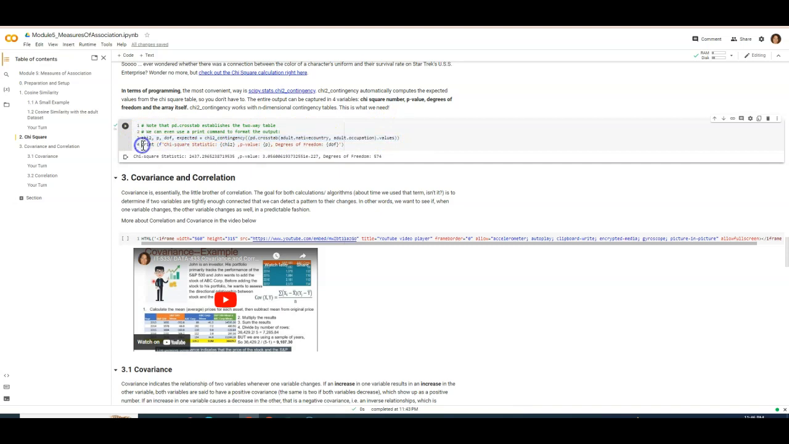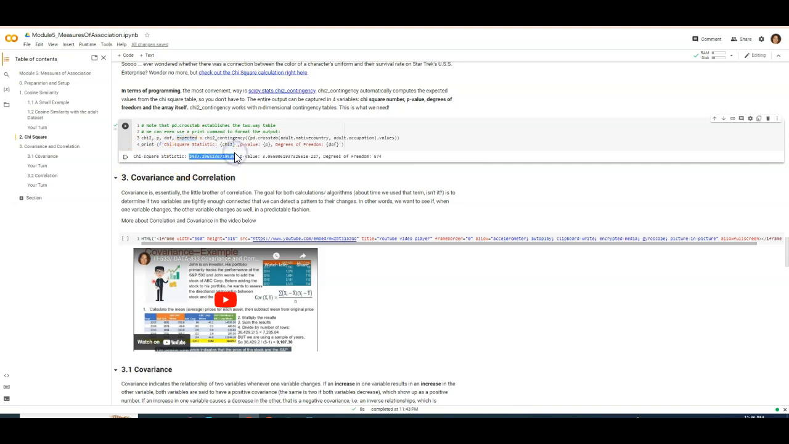And then we can print the contents of these variables, namely the chi-square statistic from chi-square, the p-value from p, and the degrees of freedom from DOF. And if I wanted to see a long output, I can even print the expected values. So here's what we're seeing. The chi-square statistic is this.